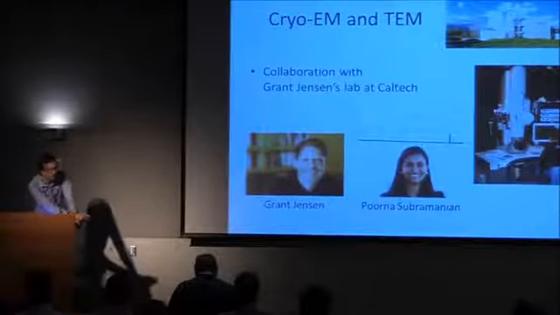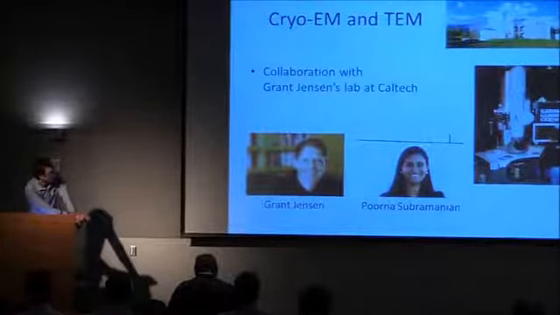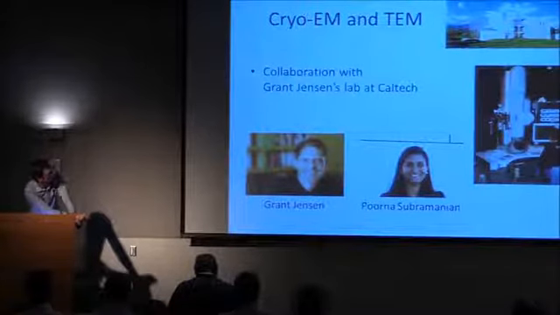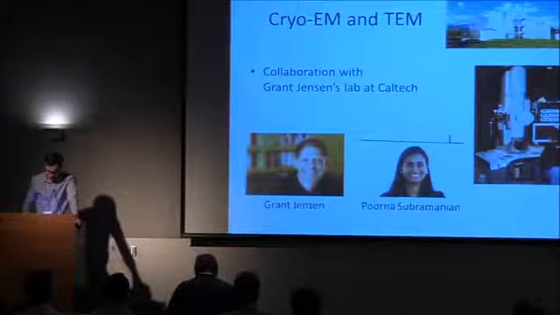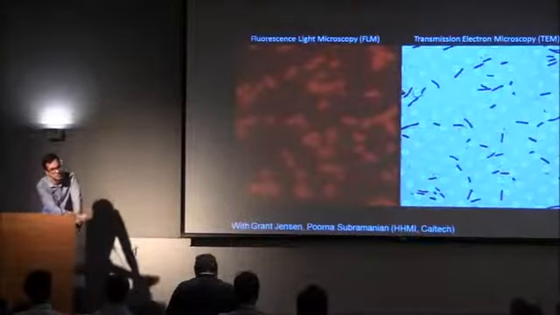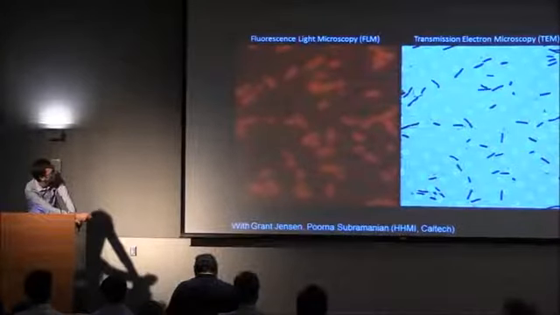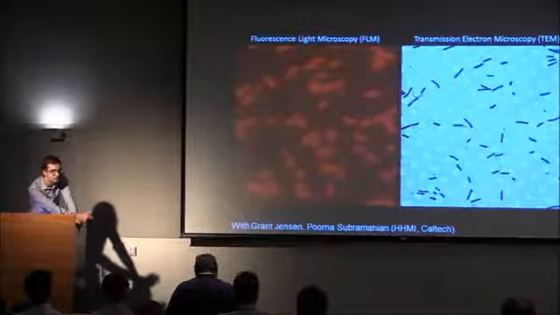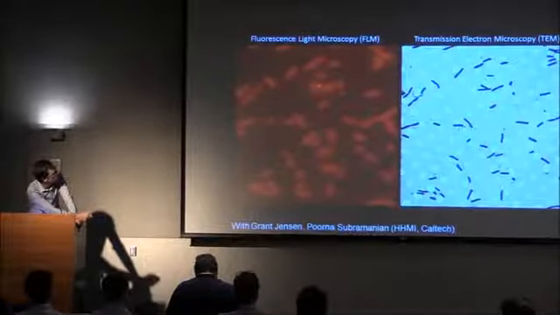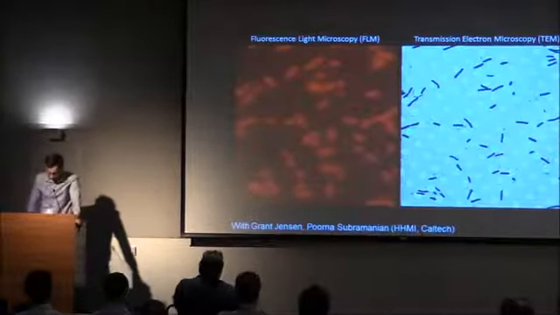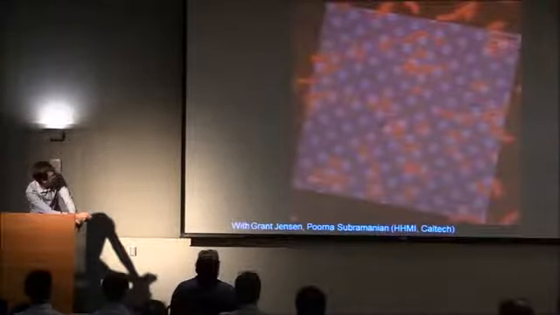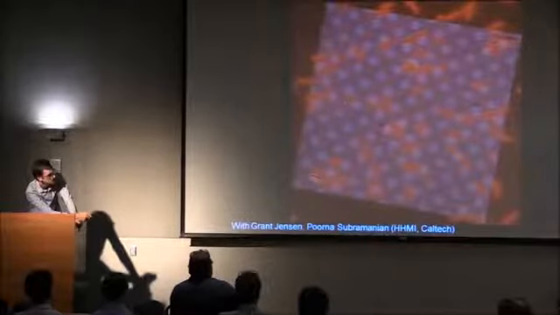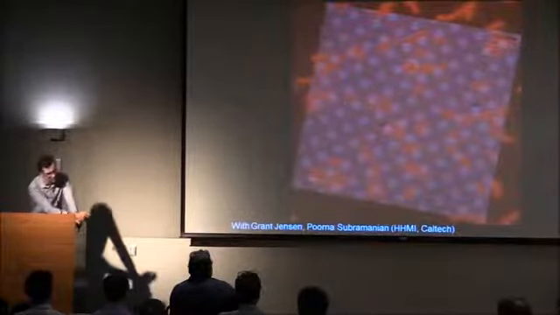And so right now, we are collaborating with Grant Jensen and his postdoc, Poorna Subramanian at Caltech, for doing cryo-electron microscopy and transmission electron microscopy to get higher resolution images of these structures. So an example is here. We have been able to do correlative fluorescence light microscopy and transmission electron microscopy, so you're looking at the same area of the sample. And we have been able to overlap these. So this is an overlap of the 2 previous images. You can see the cells, so the dark areas are the transmission electron microscopy cells, and the red is from the light fluorescence.